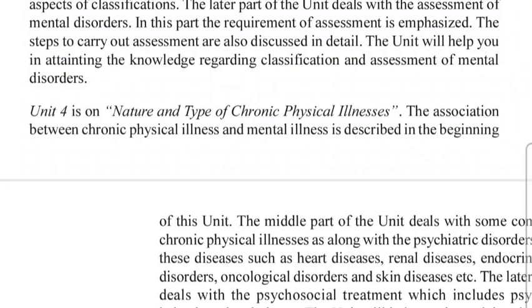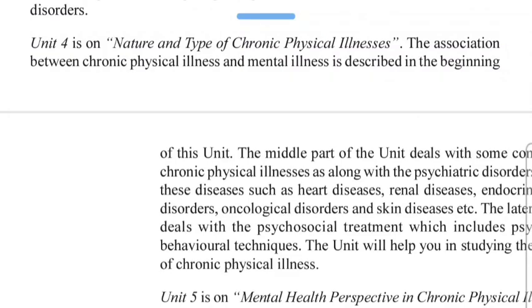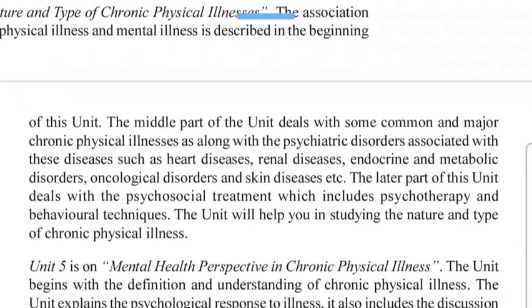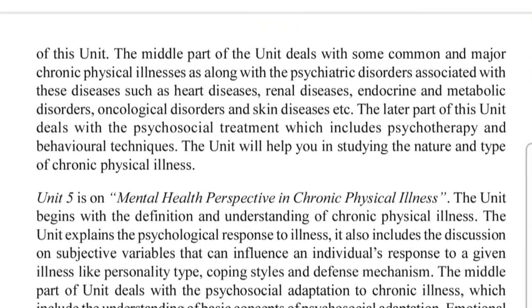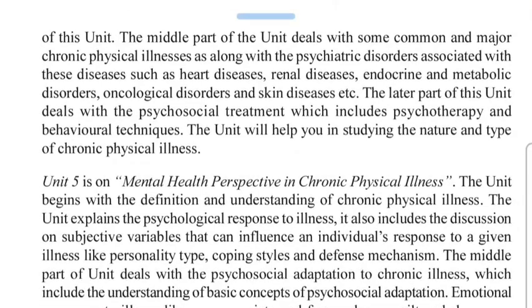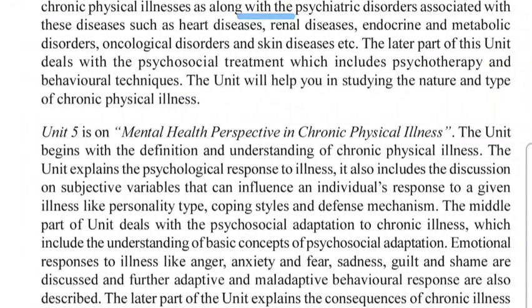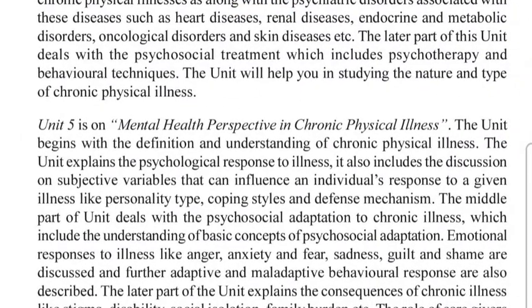Unit 4 is on Nature and Types of Chronic Physical Illnesses. The association between chronic physical illness and mental illness is described at the beginning of this unit. The middle part of the unit discusses some common and major chronic physical illnesses, along with the psychiatric disorders associated with these diseases, such as heart disease, renal disease, endocrine and metabolic disorders, oncological disorders, and skin diseases, etc. The latter part of this unit covers psychosocial treatments, including psychotherapy and behavioral techniques. This unit will help you study the nature and types of chronic physical illnesses.